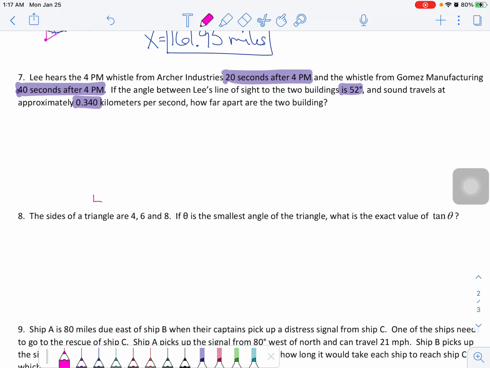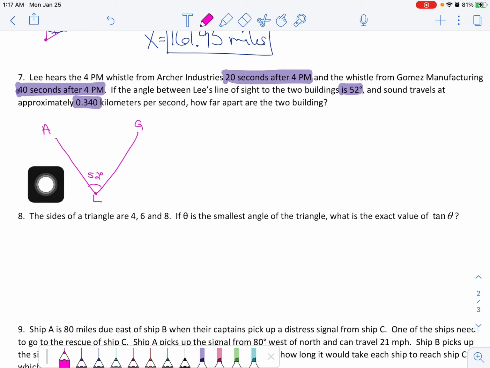So basic idea here, we've got Lee, who is standing somewhere over here, let's say we've got Archer Industries. And somewhere else, we have Gomez Manufacturing. So this angle is 52 degrees. And Lee is far enough away from Archer Industries that there is a 20-second time delay. And from Gomez, there is a 40-second time delay.